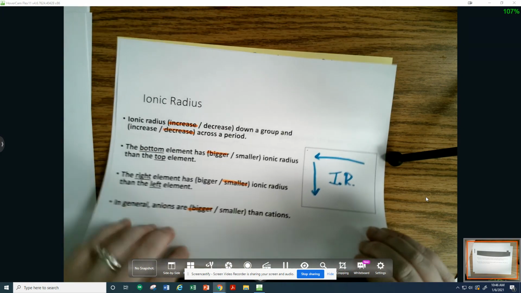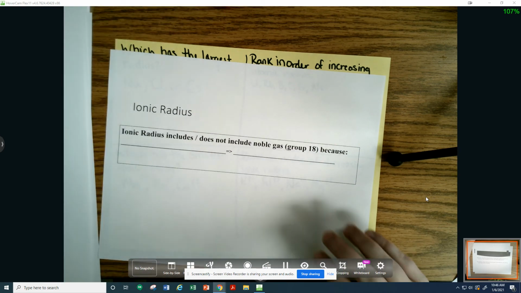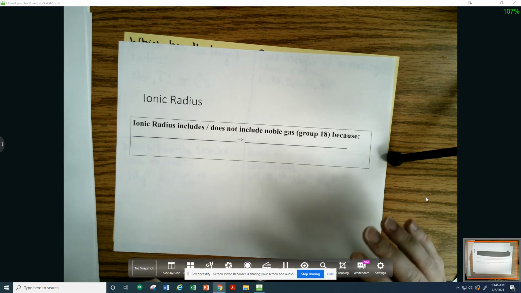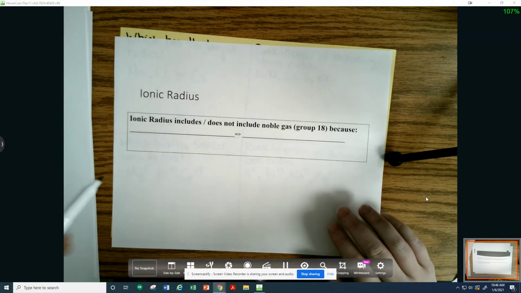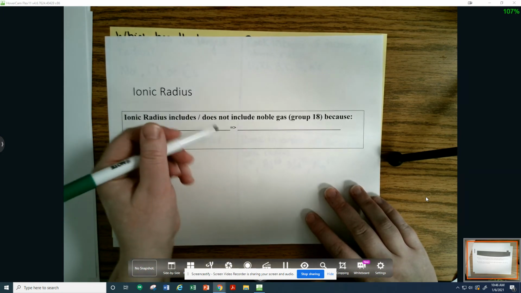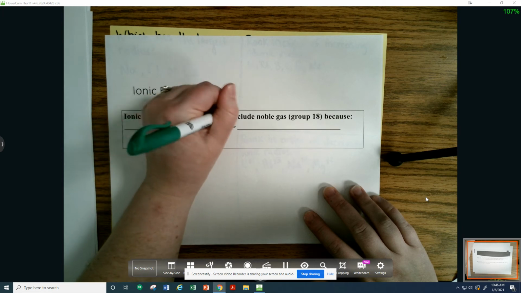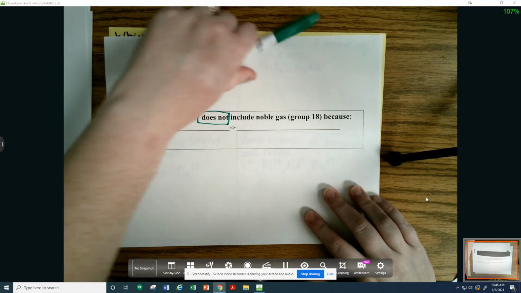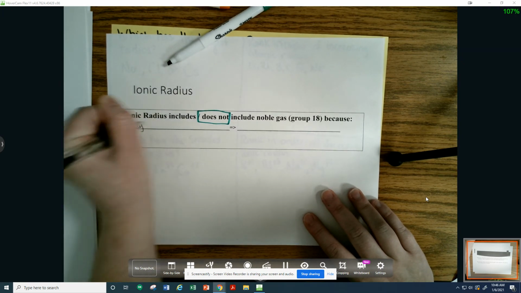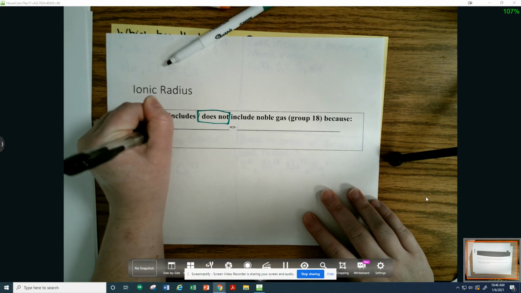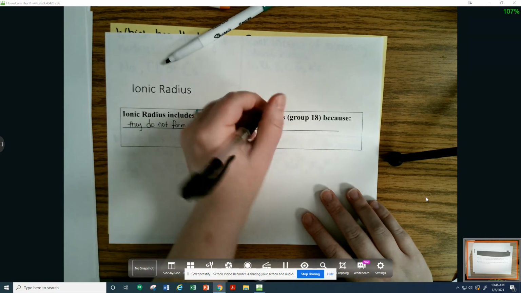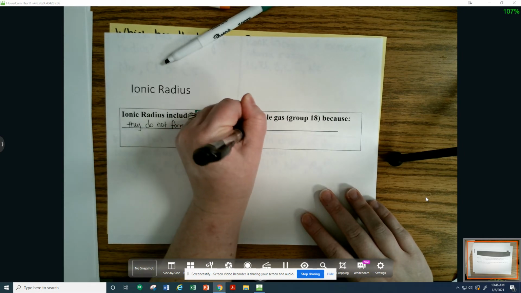So the last thing that I have, before that, is if we can discuss ionic radius of noble gases. Well, if we remember, noble gases are full, they're not going to gain or lose electrons, therefore they're not going to form ions. So when we discuss ionic radius, it does not include the noble gases, and it's because they do not form ions. And that means they do not have an ionic radius then.